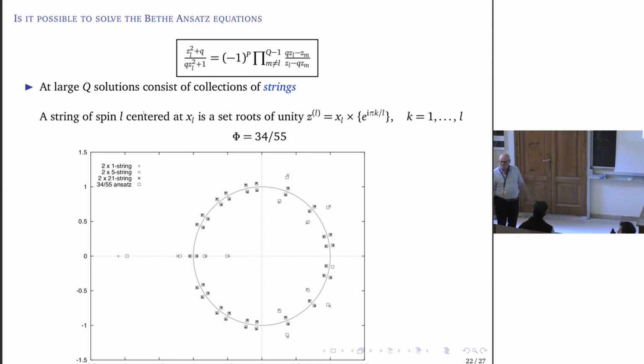Where is the error coming from? Because you said it's a solution. Oh, no, no, it's an approximate solution. It becomes a better and better solution when Q goes to infinity. But on the way, there is some error, which is very nice. And the most interesting information is hidden there.